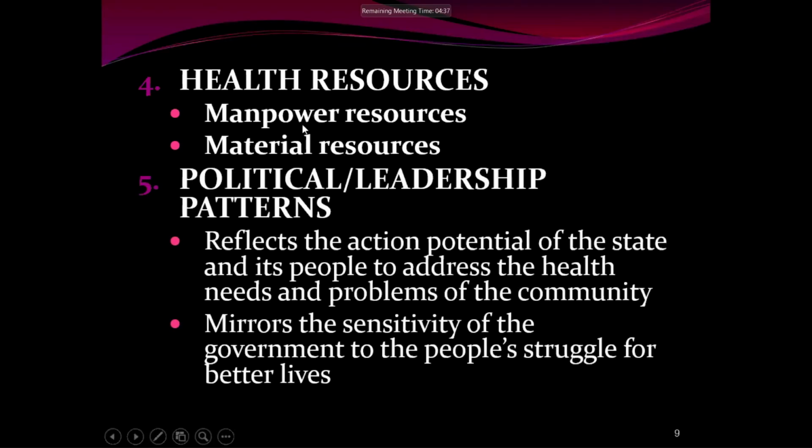Are the human resources available in the community appropriate to solve the problem or to handle the intervention program in the community? So here we have to analyze the level of human resources available in the community and their role in the intervention program. And material resources: what are the material resources used for the intervention program? Here, political leadership and patterns.